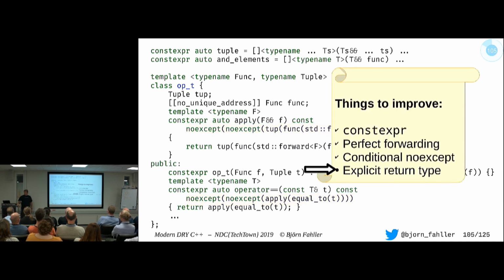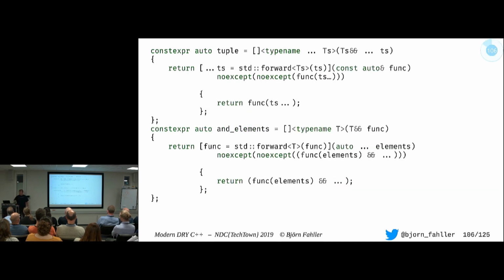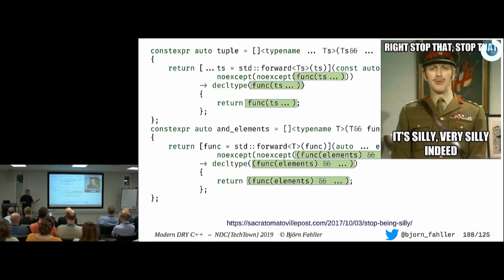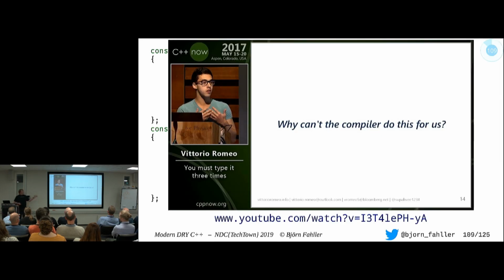It gets even worse when we get to the explicit return type, because what we do then is, again, we say that the return type from calling tuple with func is the decltype of func of t's. And this is quite silly. And again, currently there is no solution to this other than writing horrible macros. You can watch Vittorio Romeo's presentation. You must type it 3 times. And I think the question there is the obvious question. Why can't the compiler do this for us? It should. But it can't, currently. Sorry.